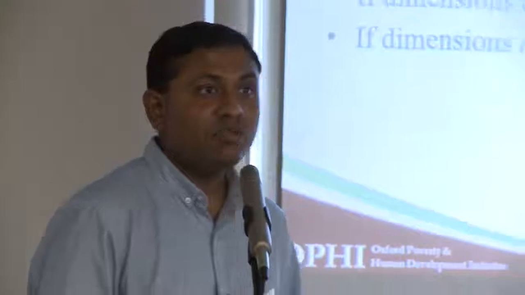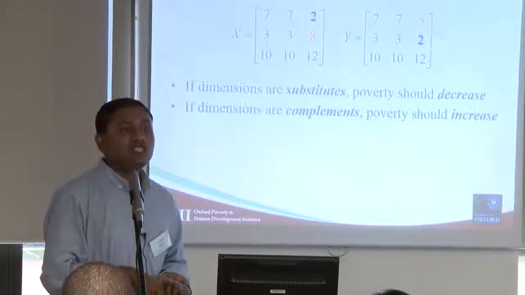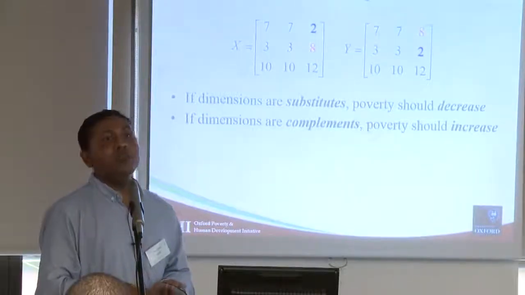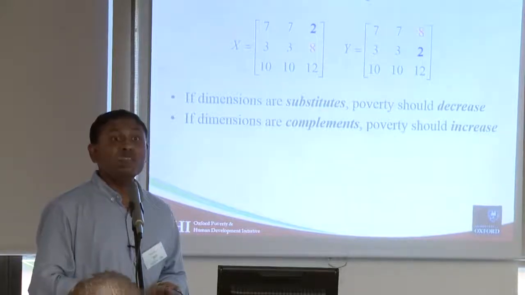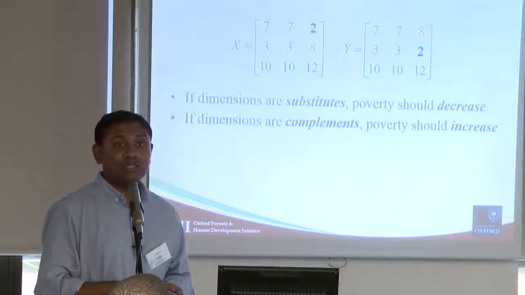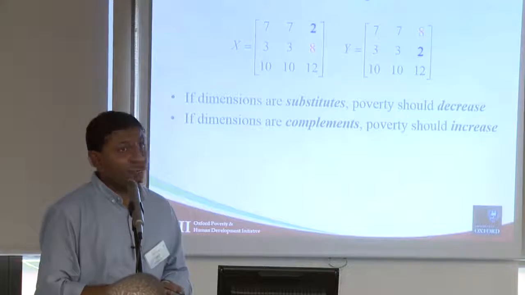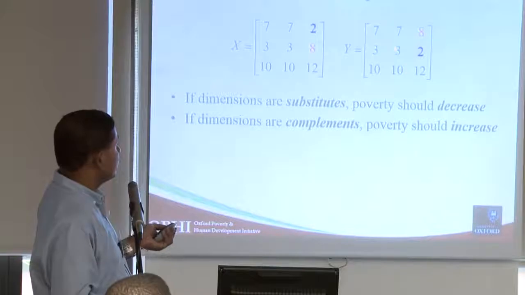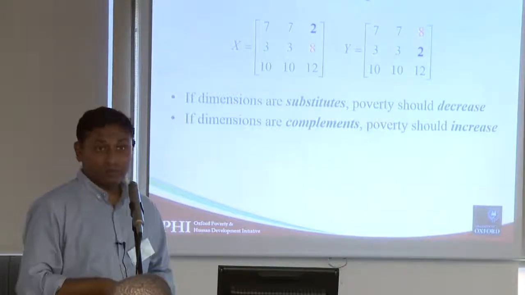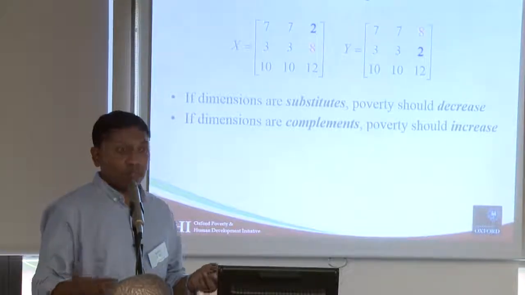The main idea is that when dimensions are complements, that means you cannot wear a right shoe without a left shoe. So in order to enjoy one dimension, you need more of the other dimension. If that is the case, then it is probably more efficient that somebody has all these dimensions together. And that is a very theoretical assumption. If this is the assumption, then people are here, they are better off. But in general, this is not the case. It's really hard to assume that all dimensions are complements.